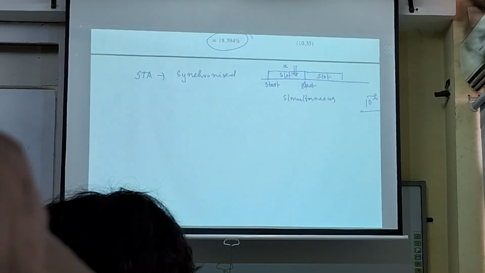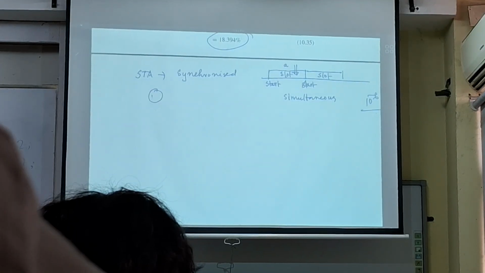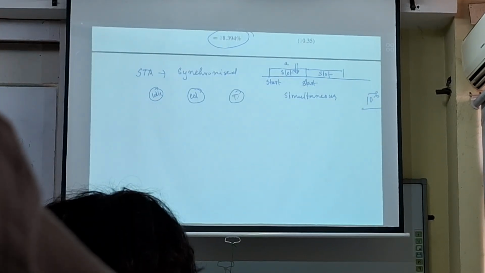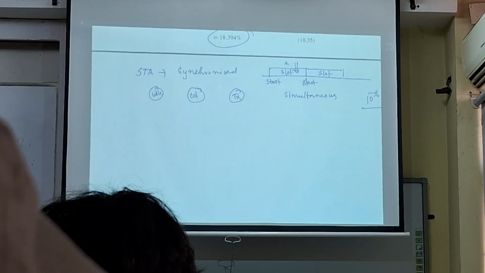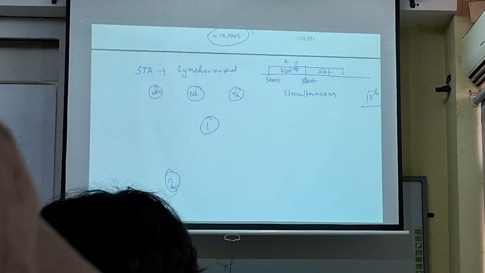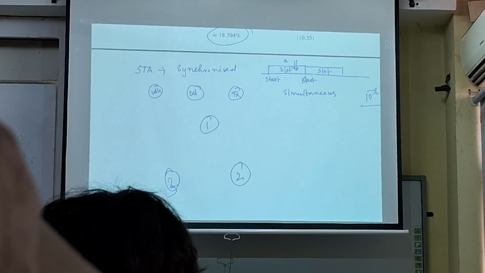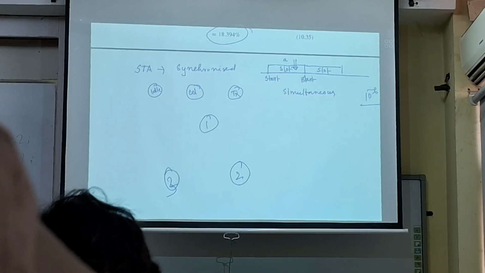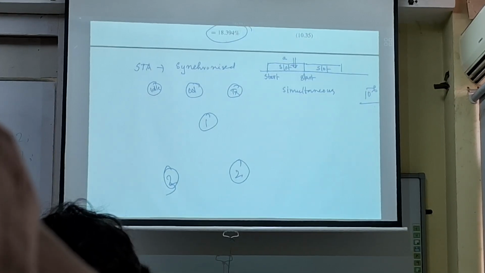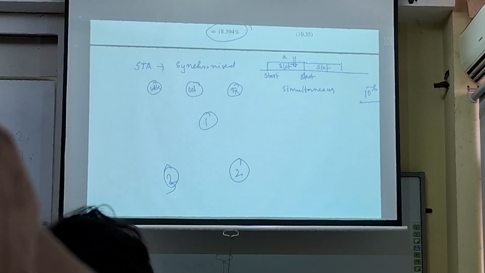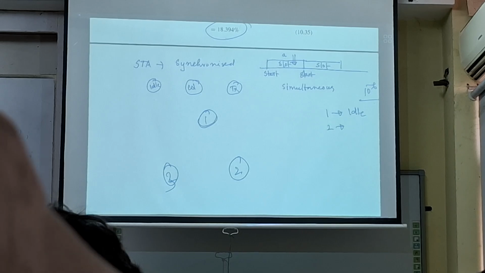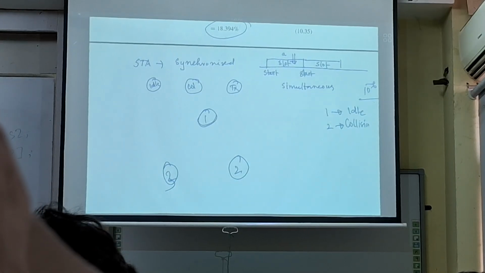Now, the question is, the network can be once again in three different states: idle, collision, and transmission. The question is, what are the probabilities? I will finish it in 1 or 2 minutes. So, what are the probabilities of moving between these states? 1 stands for idle, 2 stands for collision, 3 stands for transmission.